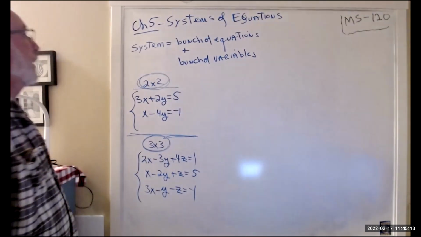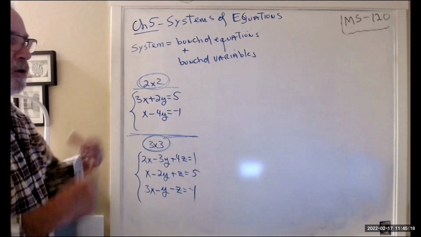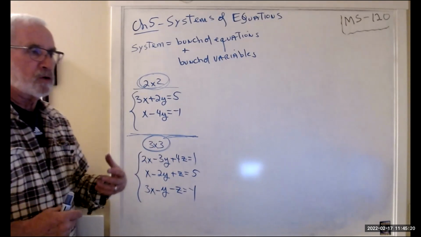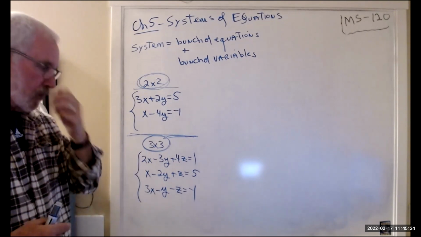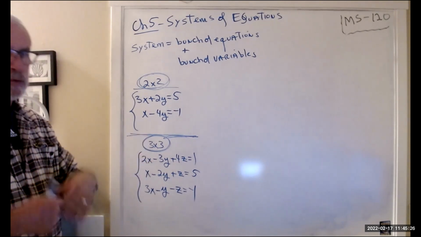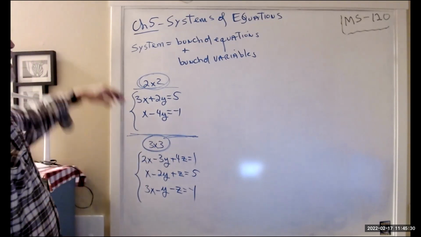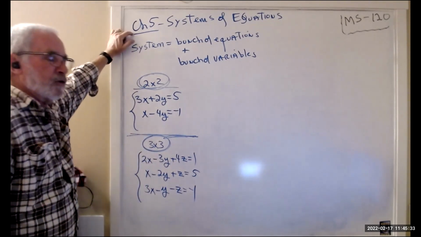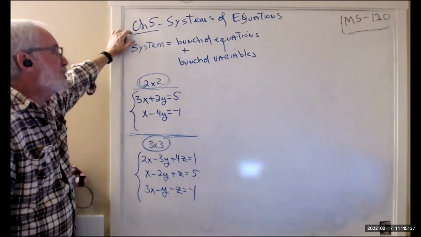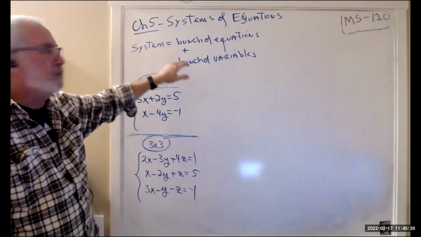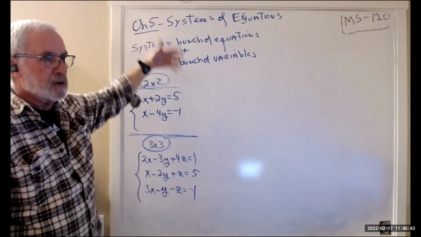All right, we're back. The first part of tonight's lesson is a whole bunch of just concepts and vocabulary. We will get into actual algebra and actually doing a problem, but we need to set it up first. All right, chapter 5 is all about what are called systems of equations. A system is just a bunch of equations with a bunch of variables. That's all a system is.